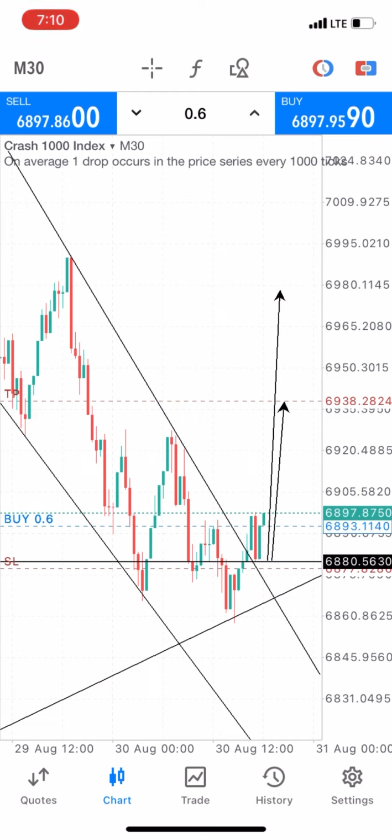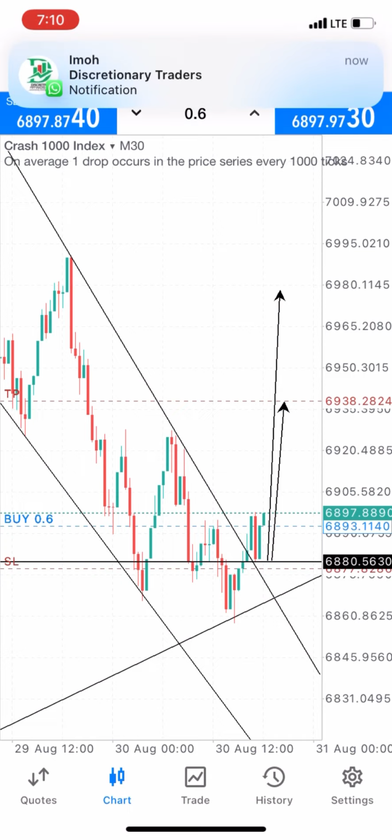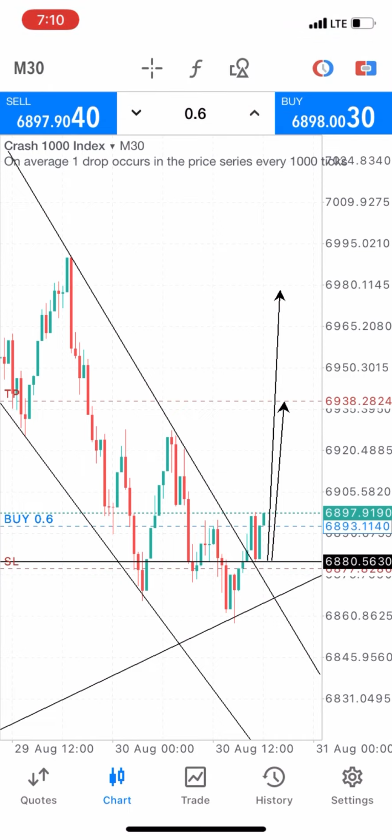In this market we are buying Crash 1000, and why are we buying? I'm going to share this knowledge with you. I want you to follow these principles that I'm about to share with you, and of course perfect it before you apply it on your real account, and you'll be good.